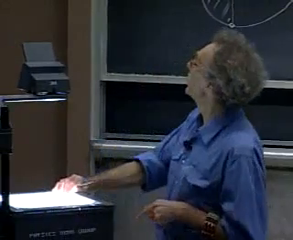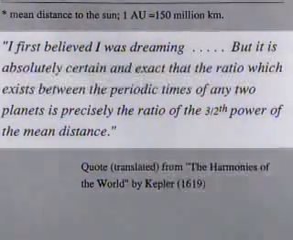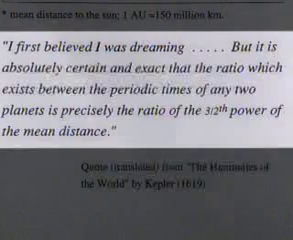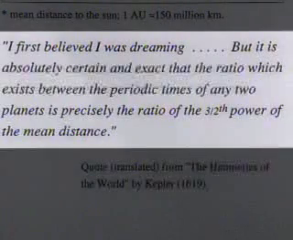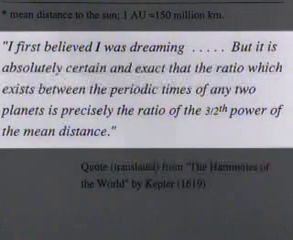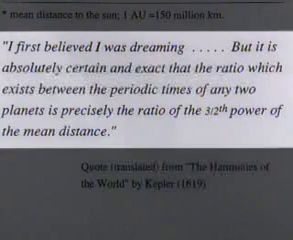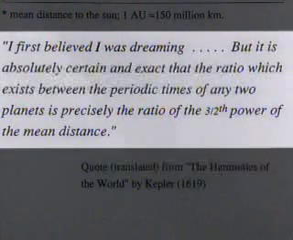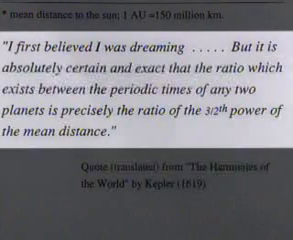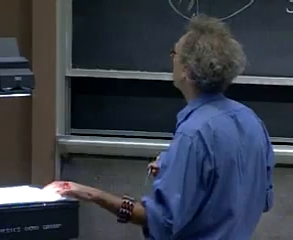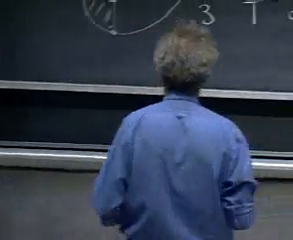But he very jubilantly writes, "I first believed I was dreaming, but it is absolutely certain and exact that the ratio which exists between the periodic times of any 2 planets is precisely the ratio of the 3/2 power of the mean distance." And he wrote that in 1619.